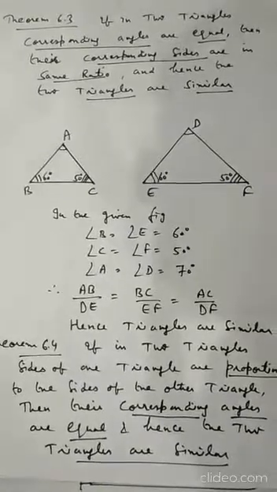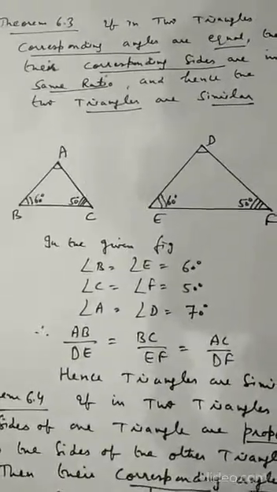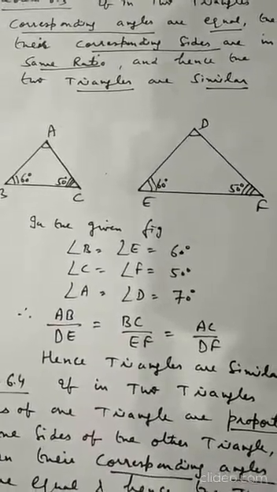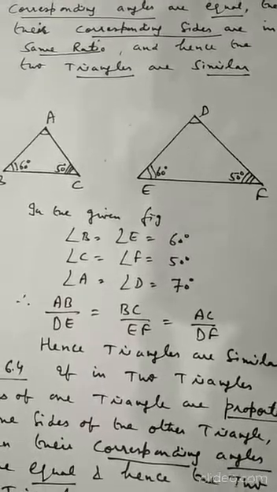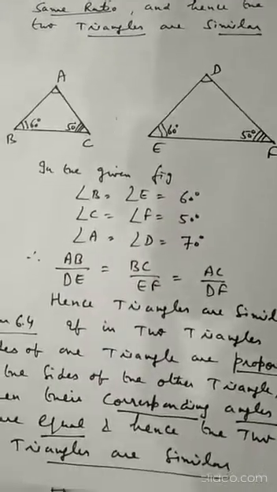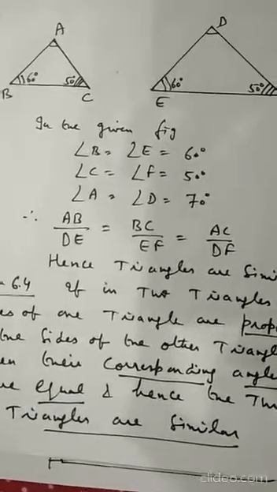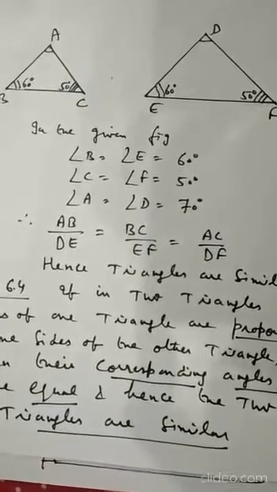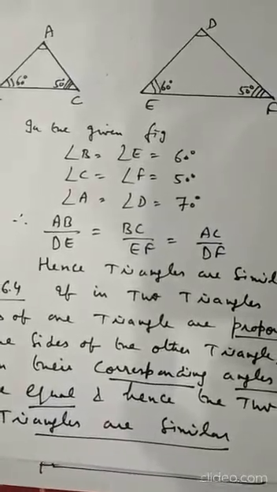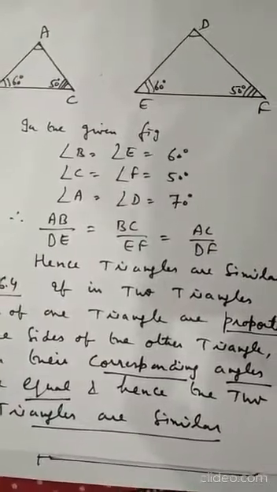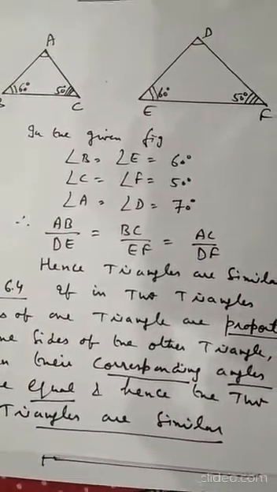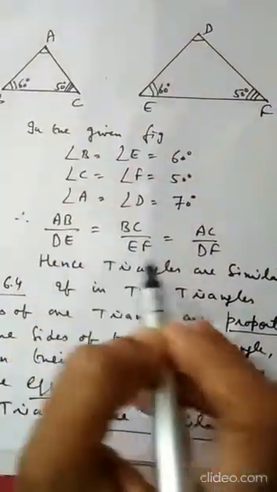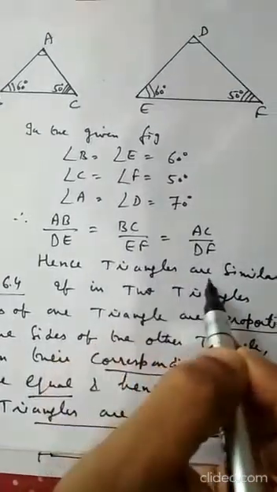Now theorem 6.3: if in two triangles corresponding angles are equal, then their corresponding sides are in the same ratio and hence the triangles are similar. As we have discussed, in two polygons, if corresponding angles are equal and corresponding sides are in the same ratio, then the polygons are similar. But in the case of a triangle, if corresponding angles are equal, then definitely the ratio of corresponding sides will be the same and the triangles are similar.